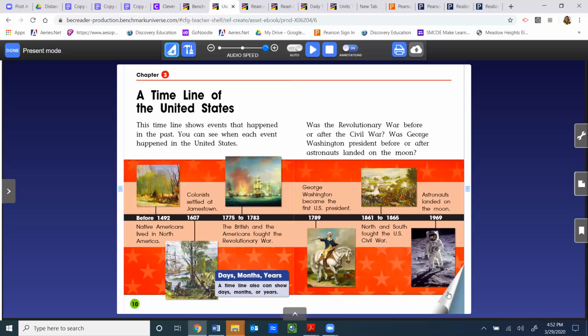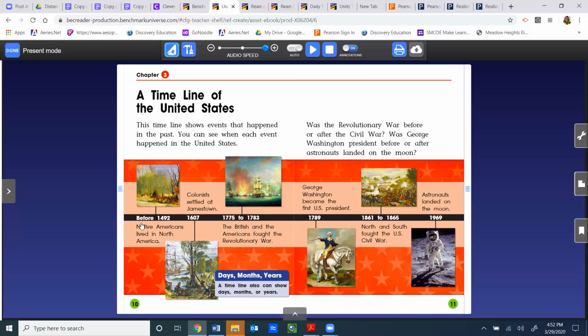Chapter 3, a timeline of the United States. This timeline shows events that happened in the past. You can see when each event happened in the United States. Was the Revolutionary War before or after the Civil War? Was George Washington president before or after astronauts landed on the moon? So we can use timelines to help us understand when certain events occurred in history. I'm going to go ahead and read this timeline to you.